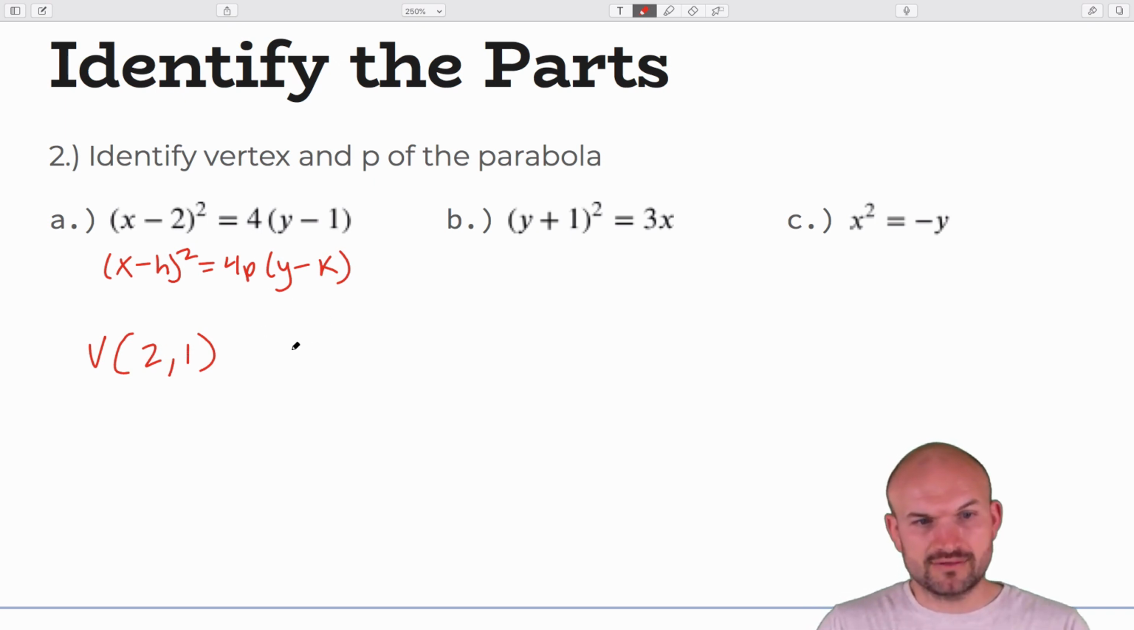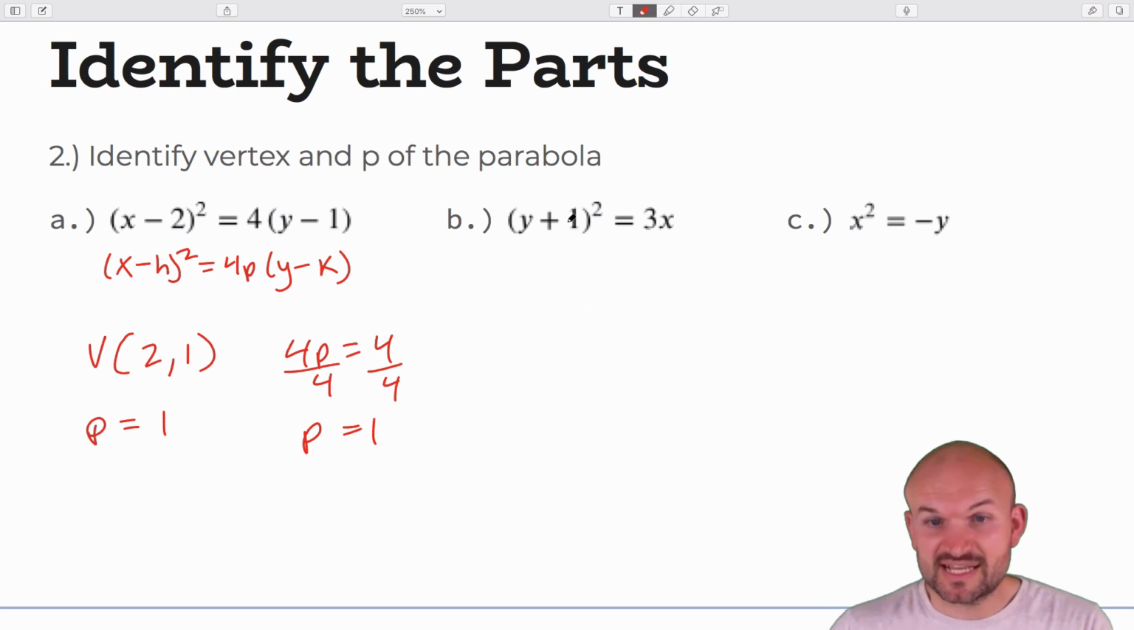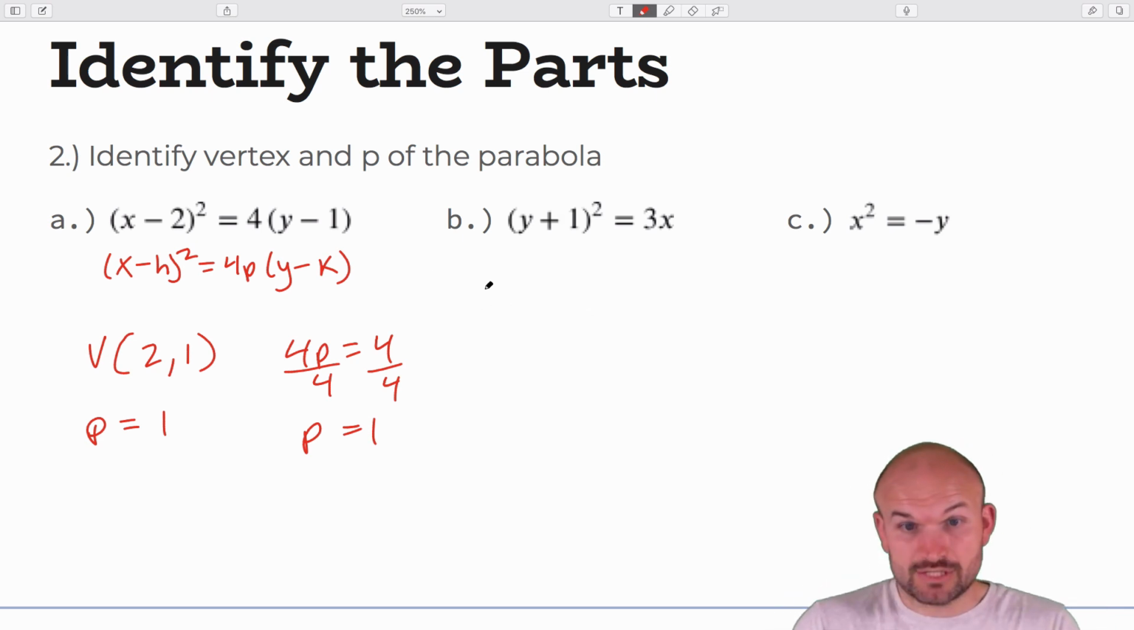P in this case, we have 4p is equal to 4. So you divide by 4 on both sides. You could say p is equal to 1. Okay, and that's it. On the next one, you can see y squared, but again, that's okay.